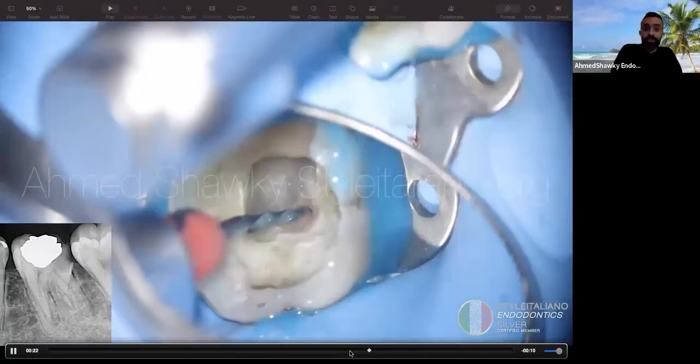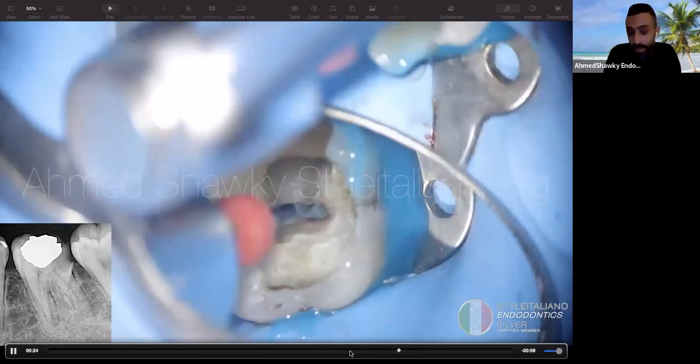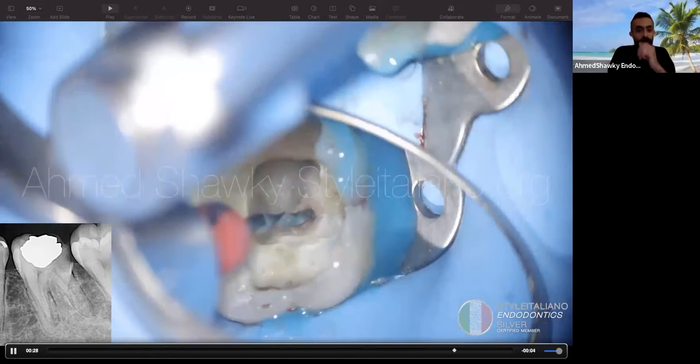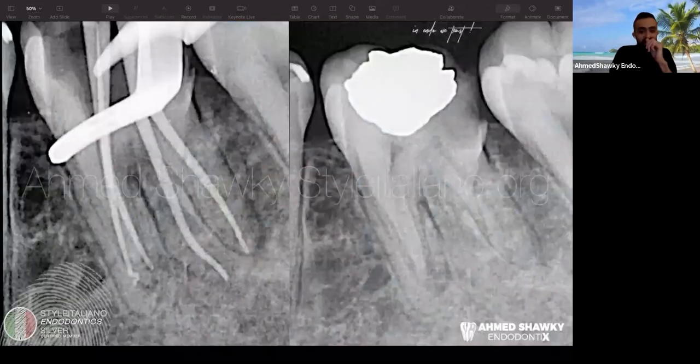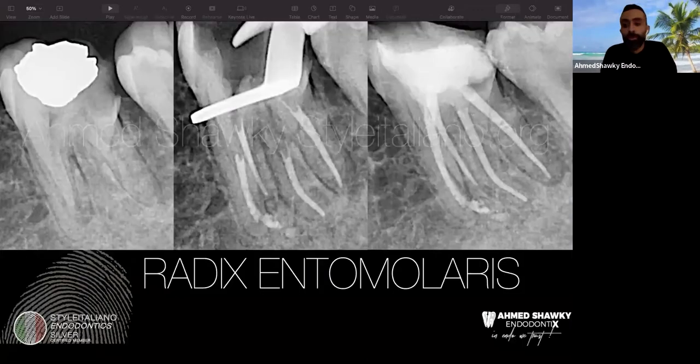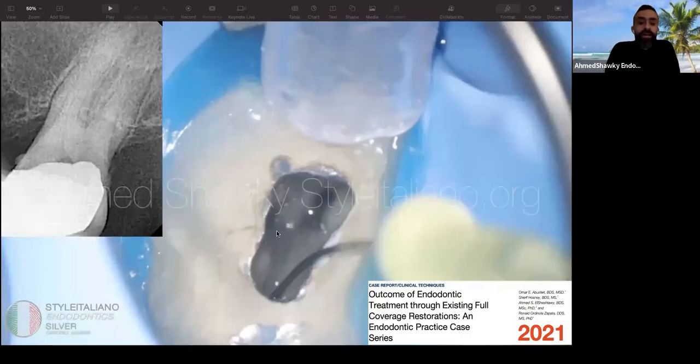This is reciprocation also, and you can see here pulp tissue also as debris coming out, not pushed down. And this is the confit, and here is the down pack. And here is the full case of this radix entomolaris. I think this would be the last case.